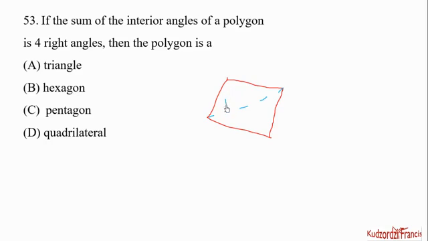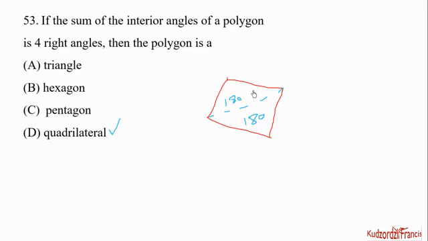So 180 plus 180 will give you 360. We can see that this polygon has 1, 2, 3, 4 sides, and the correct answer is D, a quadrilateral.